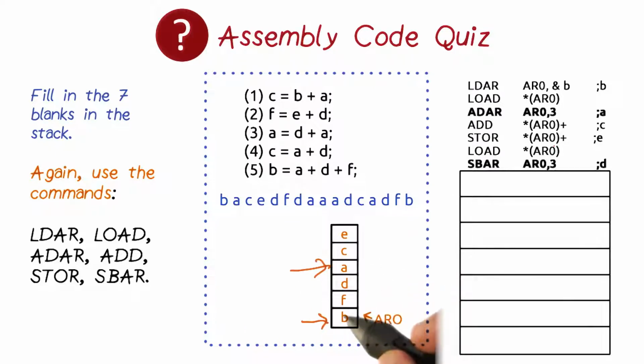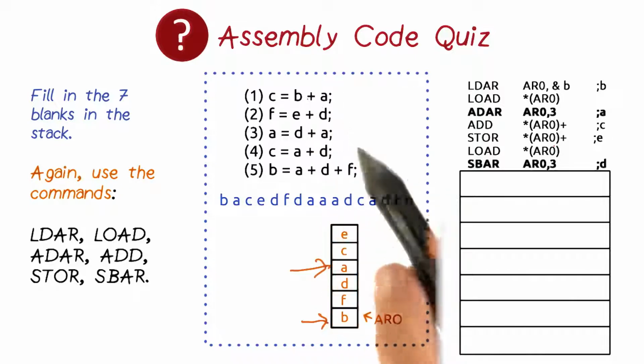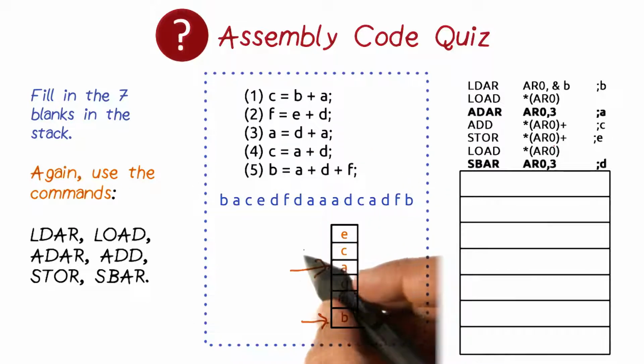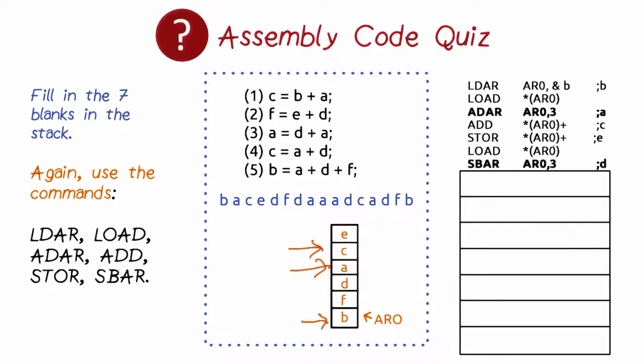And so we need to do an addition here, 1, 2, 3. That's why we added the offset of 3 using the instruction ADAR. Now we are pointing to A. We are going to do the addition here using the address register, getting the value of A. So we are done at this particular point with B plus A. And then we need to go to this location C, and that's why we did an increment here.